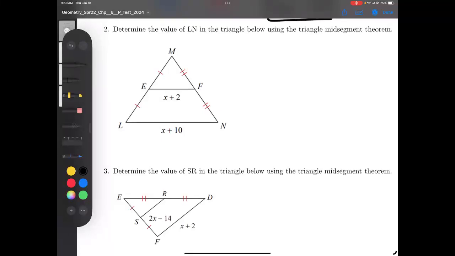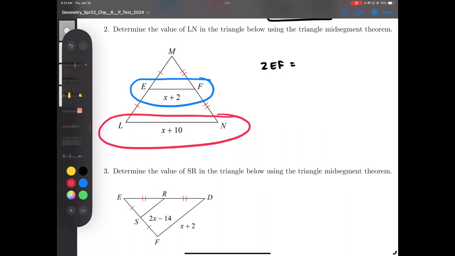Okay, 2 and 3 are very similar, right? I think your job here is to identify where's the mid-segment. All you're going to do is multiply that by 2, and then set that equal to the long side out here. You do this every single time, you can find x.